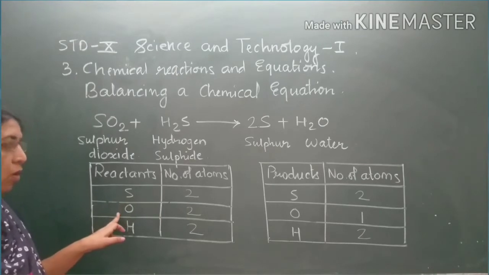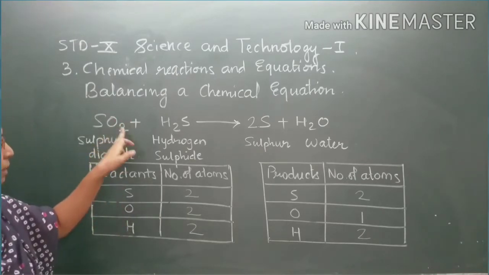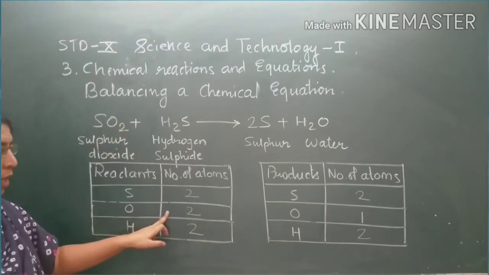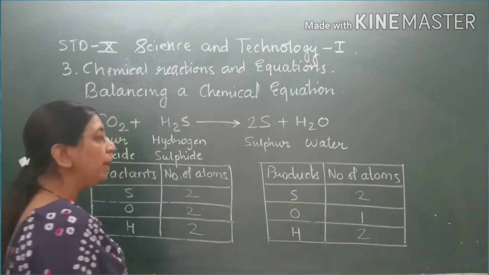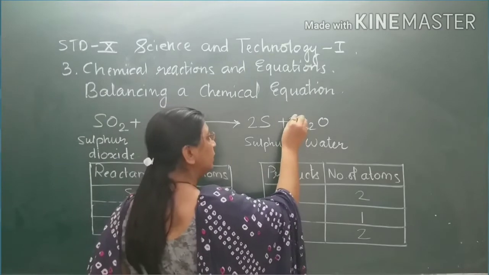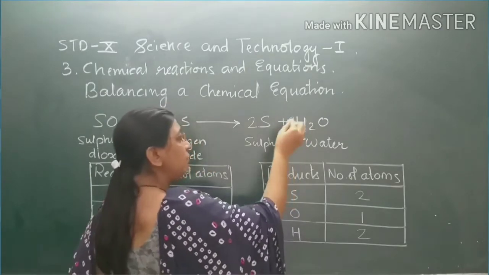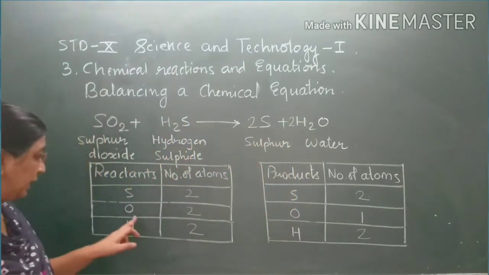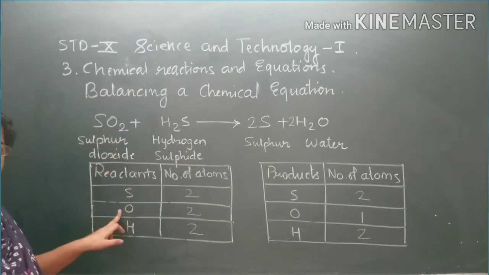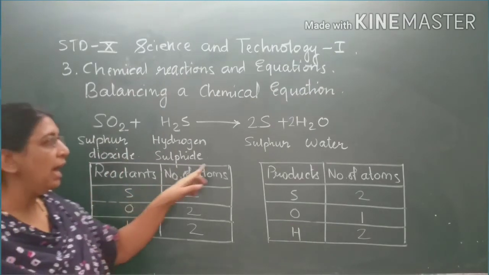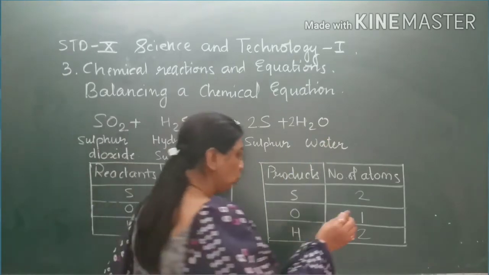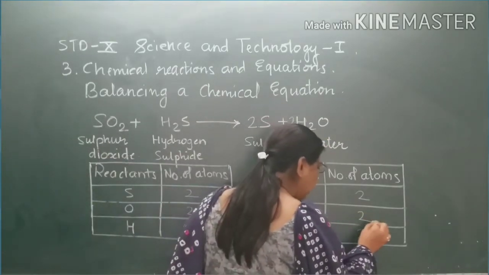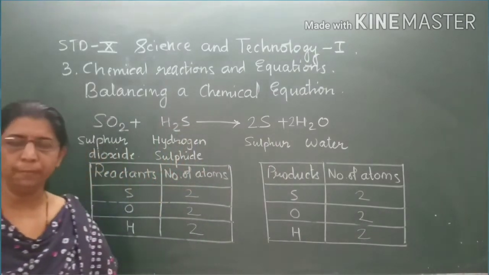Let me come to oxygen. In the reactant, the number of oxygen atoms is 2. In the product, the number of oxygen atoms is only 1. To make it 2, I need to write the number 2 here. If I write this 2 here, then the oxygen atoms in the reactants remain 2, and on the product side also I am taking oxygen atoms as 2. So here also 2 and 2, oxygen is also balanced.